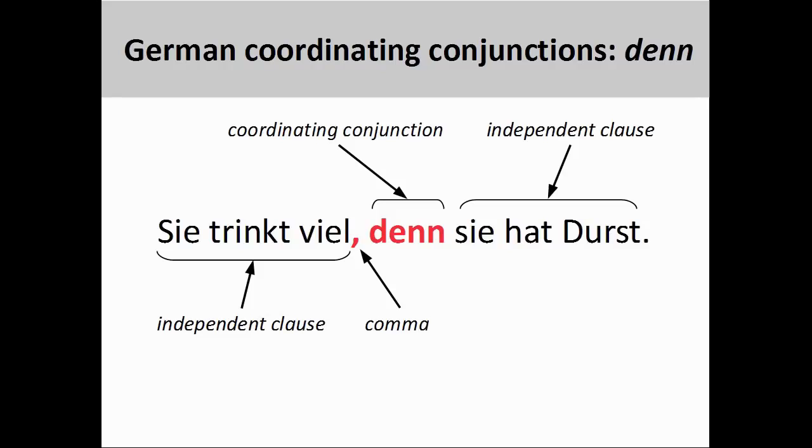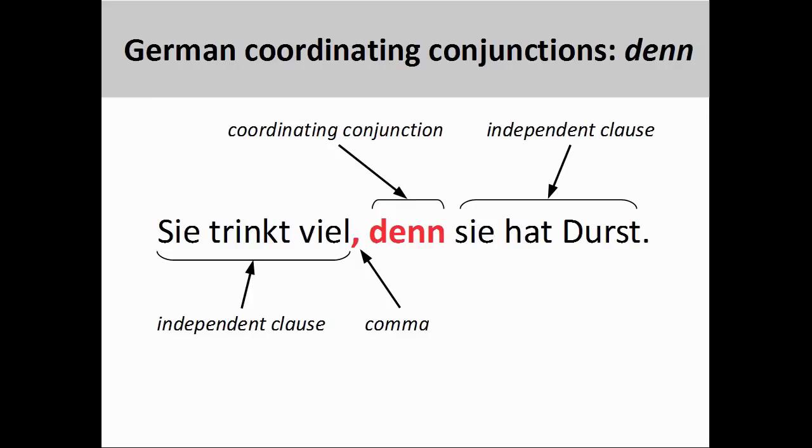The coordinating conjunction denn, for, because, since, is used to express a causality between two independent clauses. For example, the first clause, sie trinkt viel, she drinks a lot, is further modified by the second clause, which gives the reason why the subject is drinking so much. Sie hat Durst, she is thirsty.